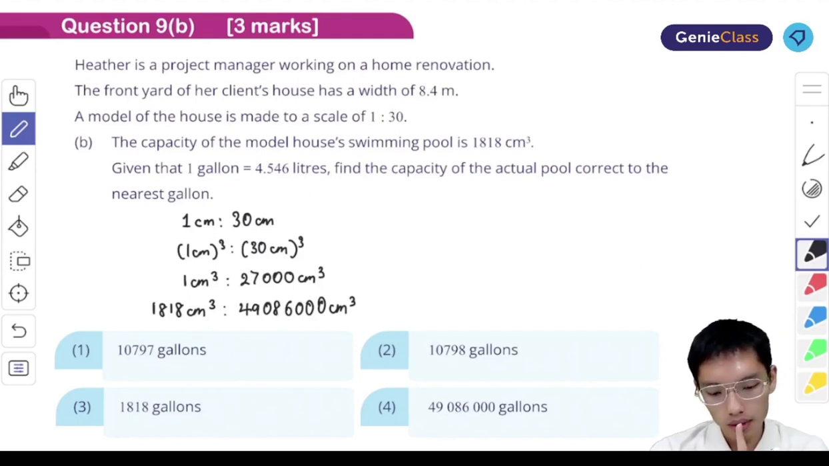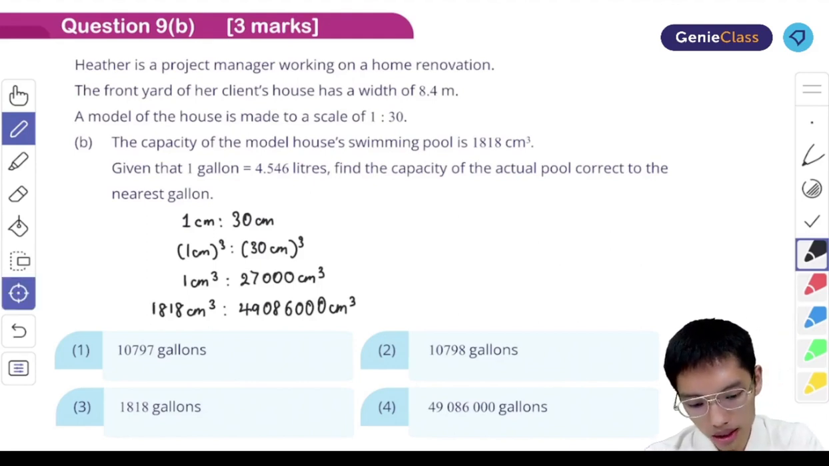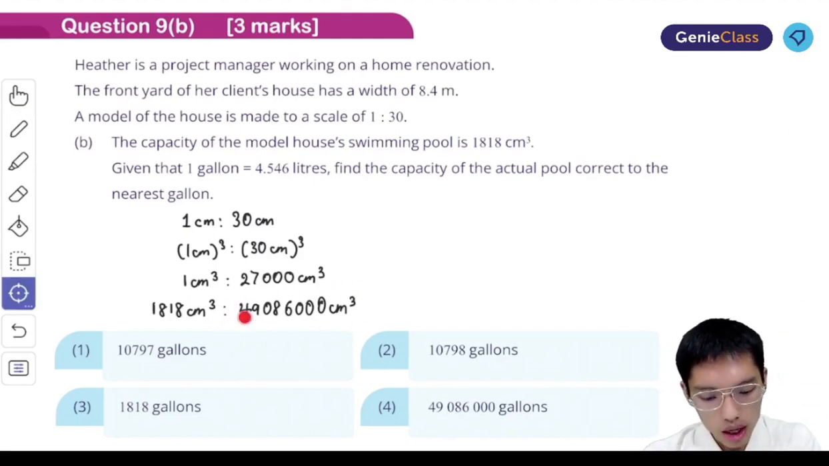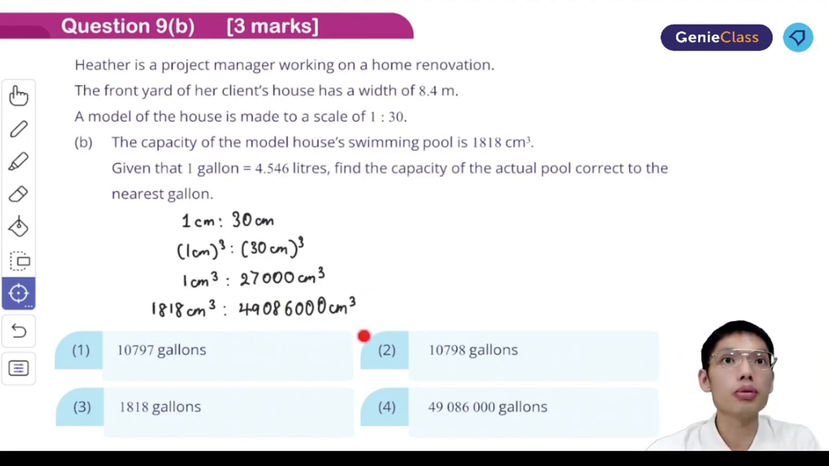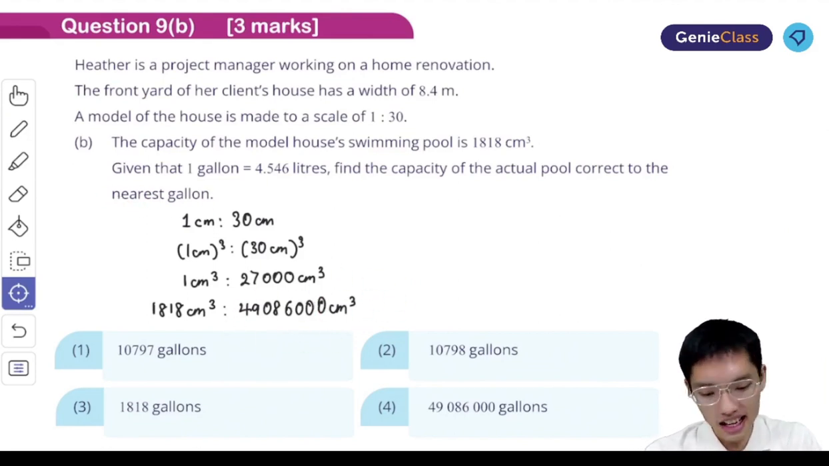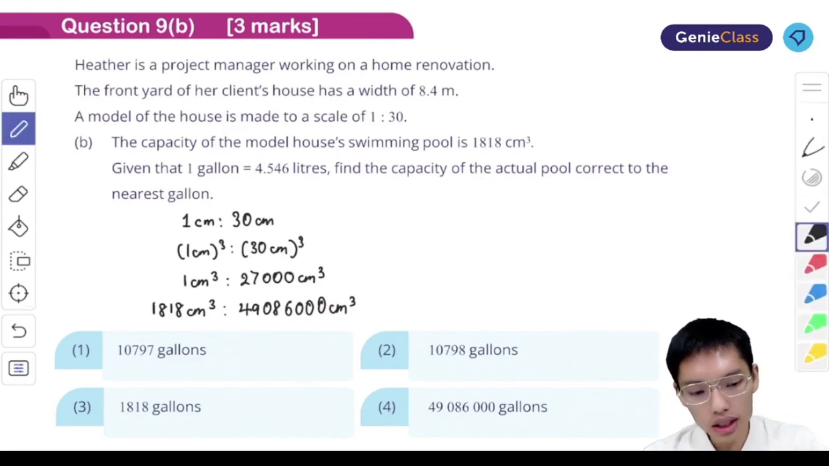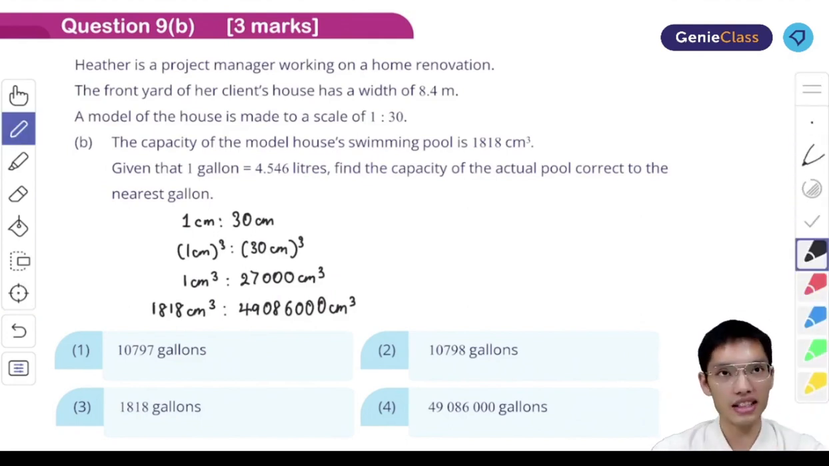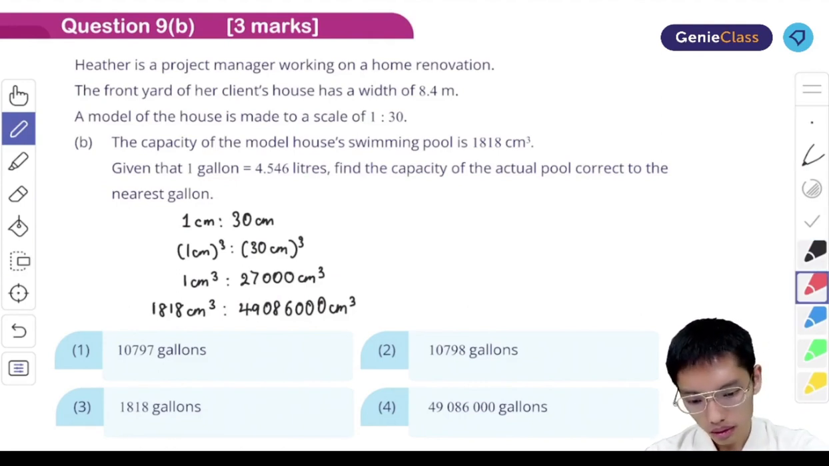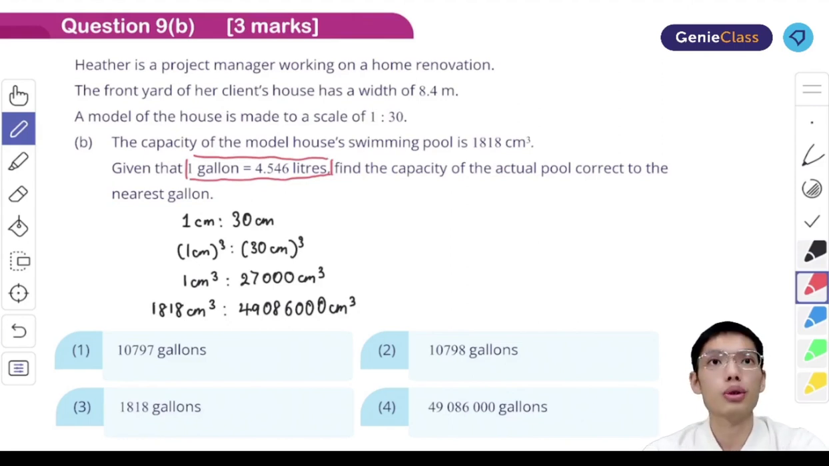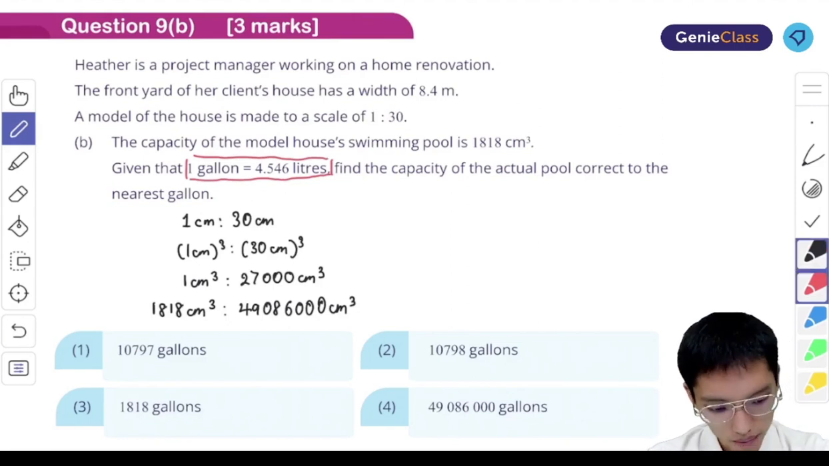But now take note, I want to calculate the capacity of the actual pool. This is the actual pool in gallons. It's in cm cube. So we actually need to find out how much 1 gallon is to cm cube. How do we do so? That's where this information is needed over here, which we have to do the conversions. And if you want, you can do it in one separate step.